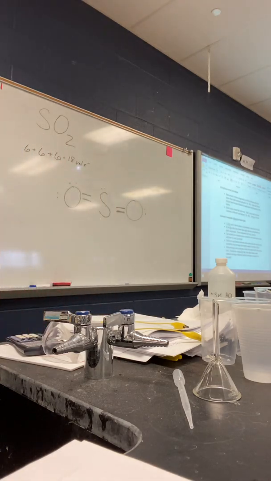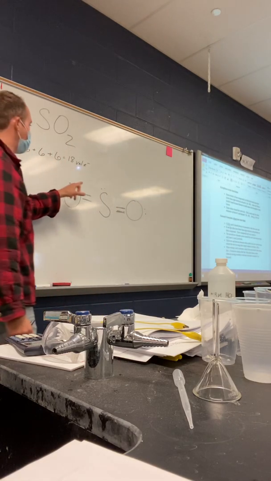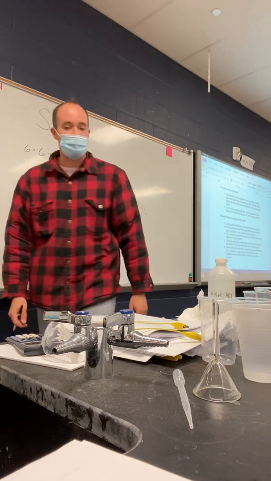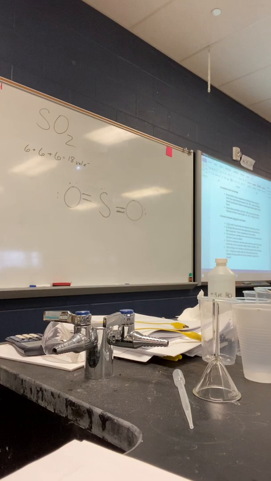This represents you have a bond. 2, 4, 6, 8, 10, 12, 14, 16, 18. 18 valence electrons. Sulfur has 10 valence electrons that it is sharing. Can it do it? Absolutely it can.